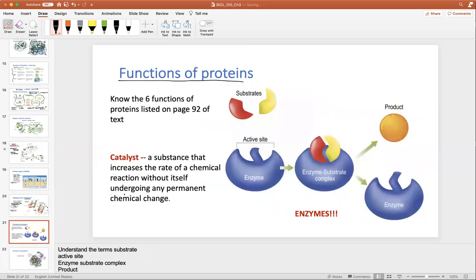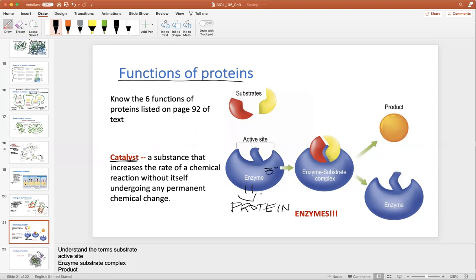So enzymes function as catalysts, and catalysts are substances that increase the rate of chemical reaction without themselves undergoing any permanent chemical change. And so I just want to introduce a set of vocabulary terms that we are going to come back to later, okay? The enzyme is the protein itself, okay? So that is the protein. And the reason that it can function as an enzyme is it has a unique shape that is its tertiary structure, right? So I'm just going to put that here.